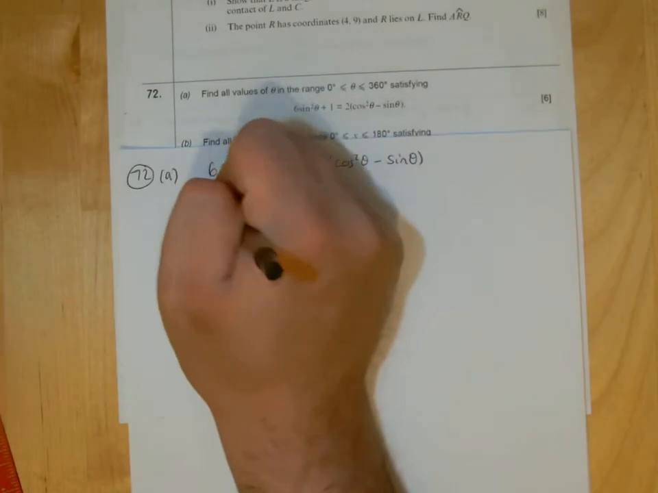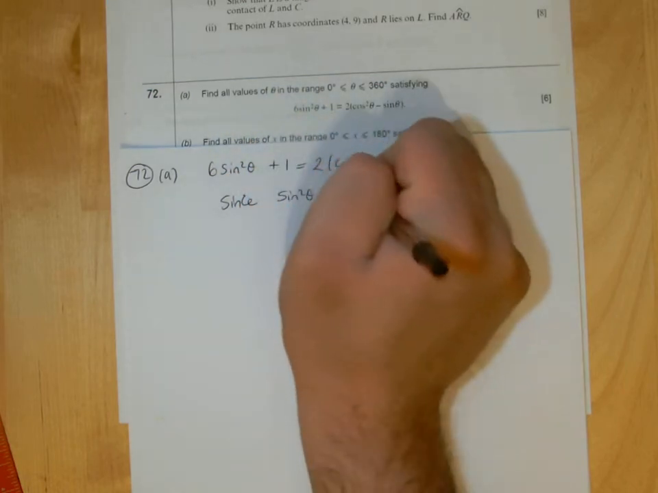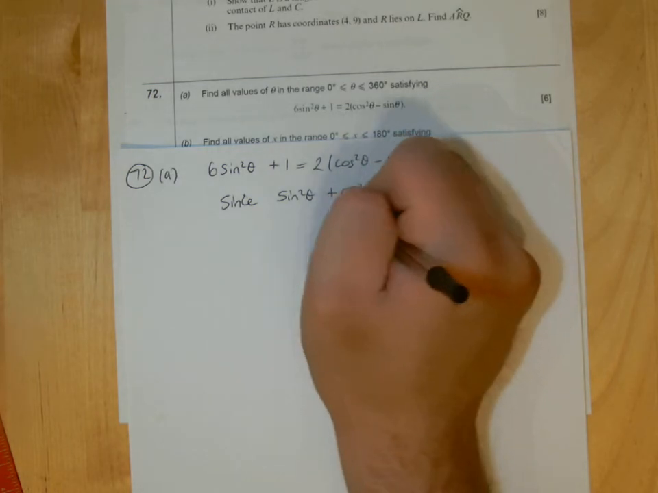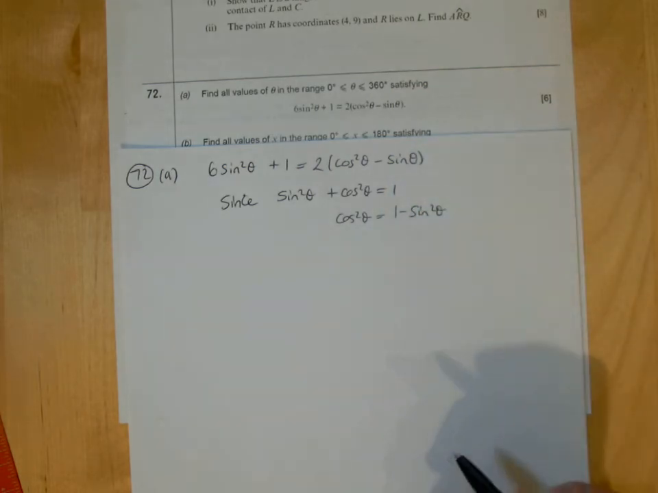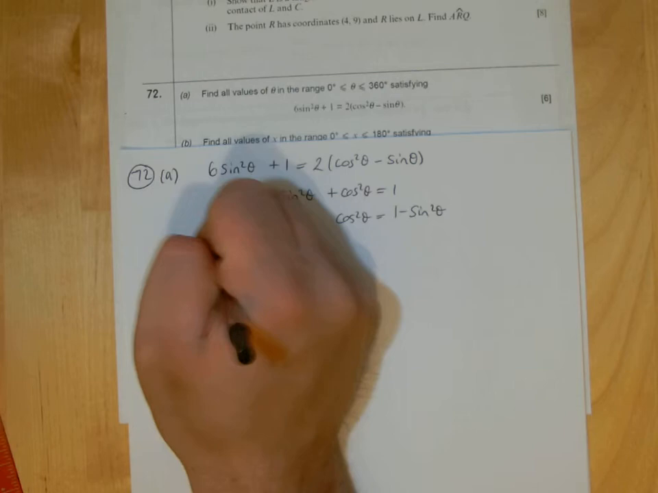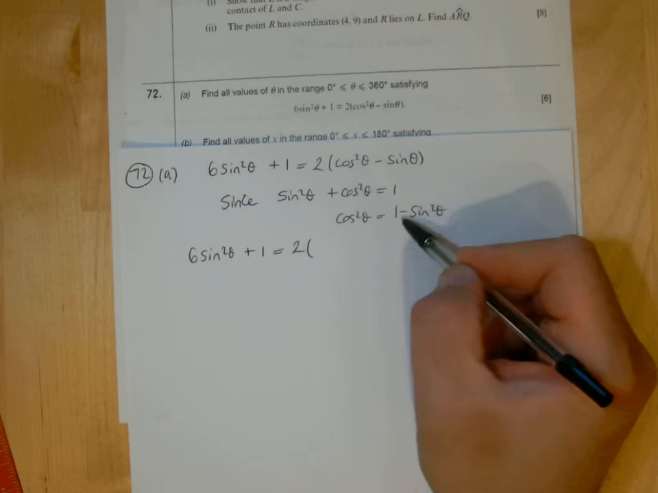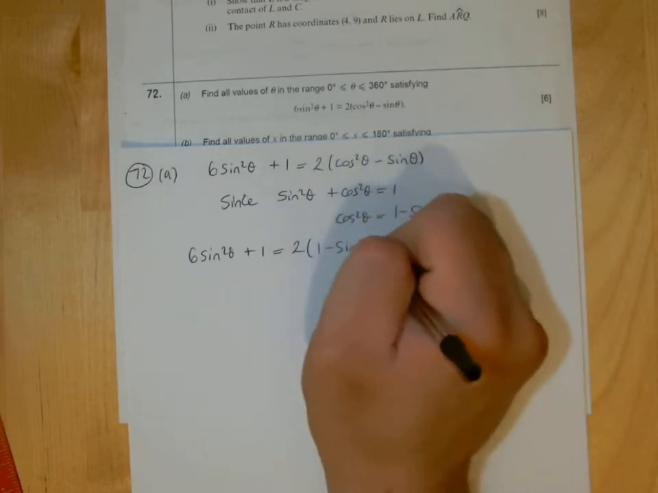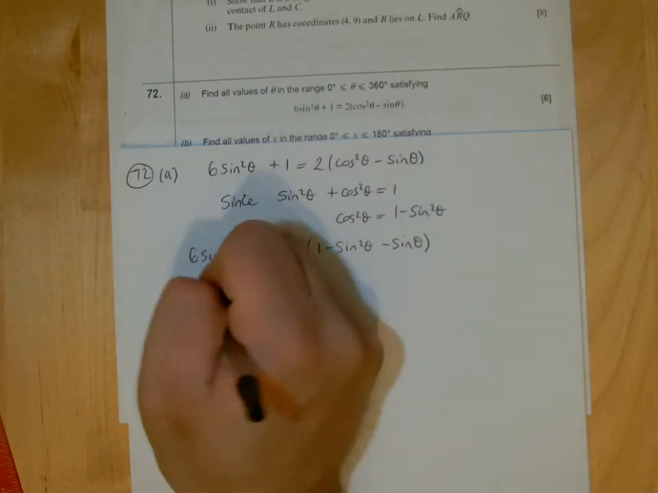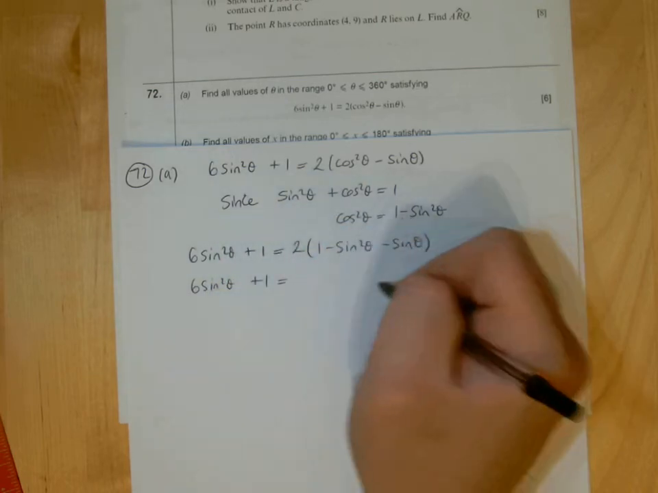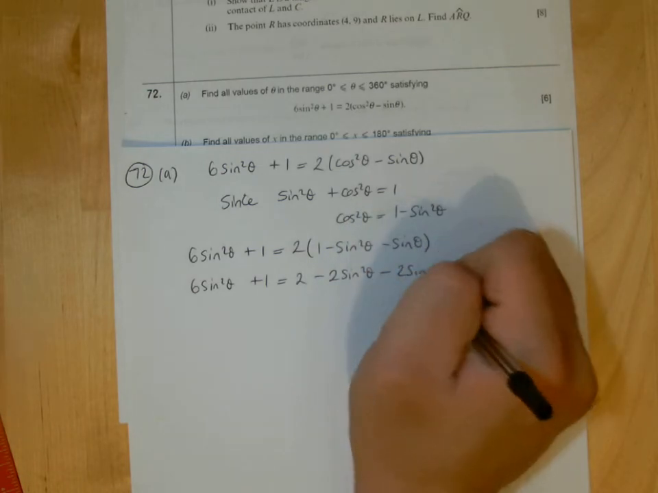So we can say, look, since sine squared theta plus cos squared theta equals 1, if you take the sine squared over, cos squared theta will equal 1 minus sine squared. So sub that in, right? So we've got 6 sine squared theta plus 1 equals 2 bracket, now cos squared, remember, is 1 minus sine squared, minus then the sine theta. And then we've got 6 sine squared theta plus 1 equals, let's multiply that out, 2 minus 2 sine squared theta minus 2 sine theta.